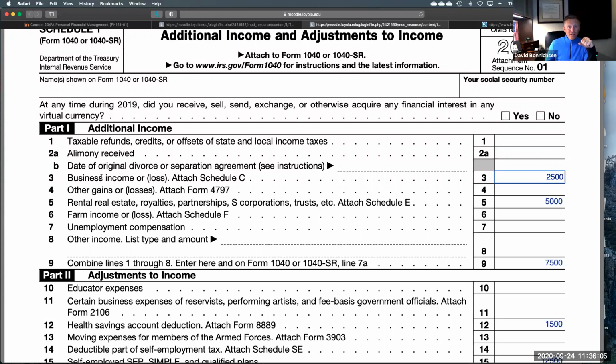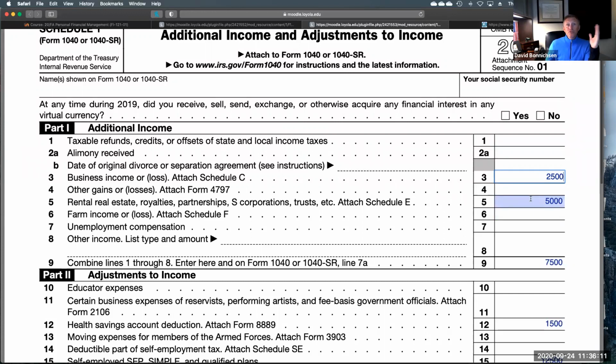So business income is line 3 and rental income is line 5. So we had two sources of additional income. Line 9 just sums everything else above it. So $7,500 is the total adjustments to income that the Spencer family had. Now, where does that $7,500 flow to on the 1040?